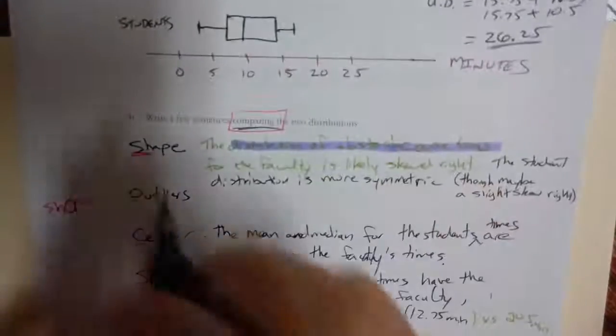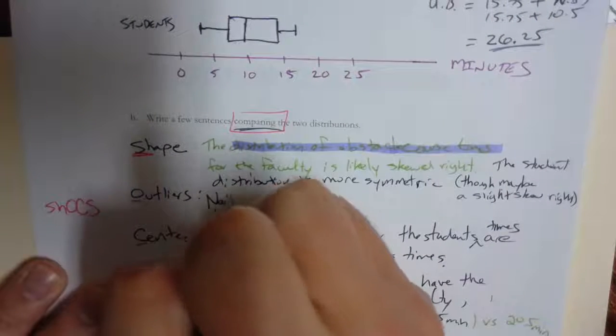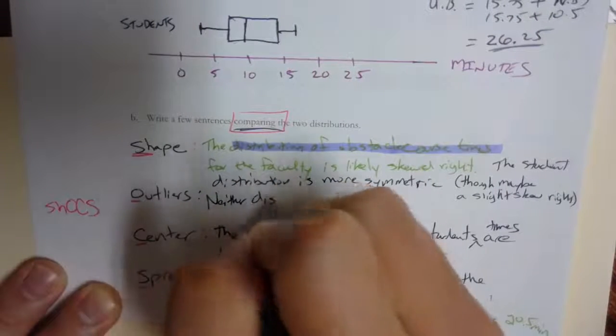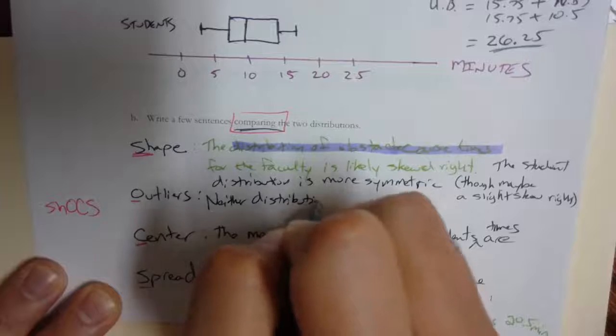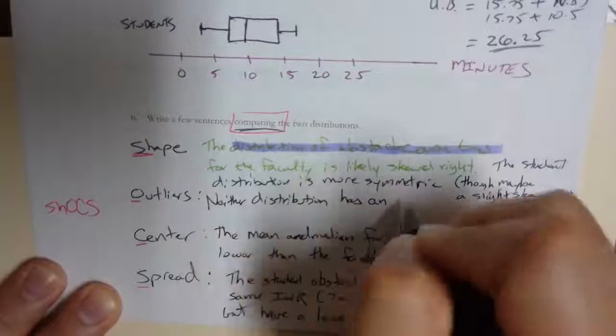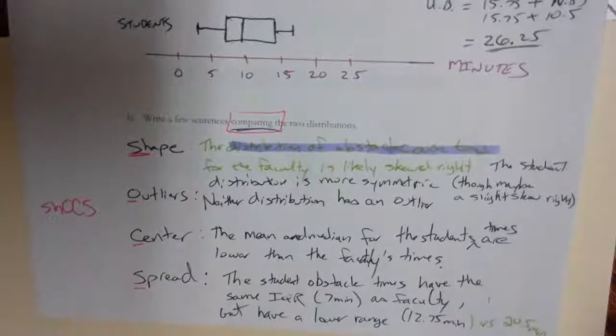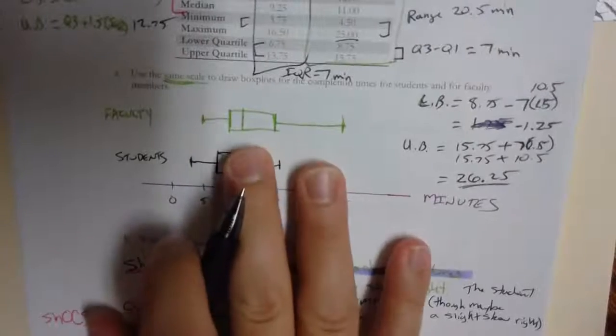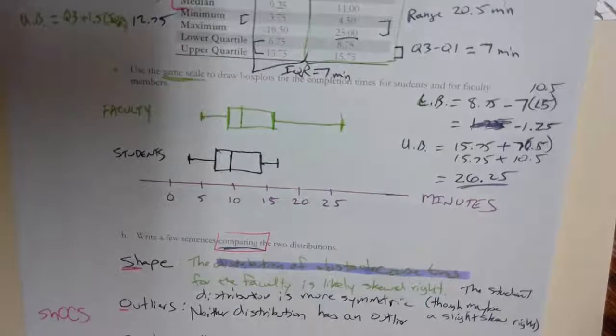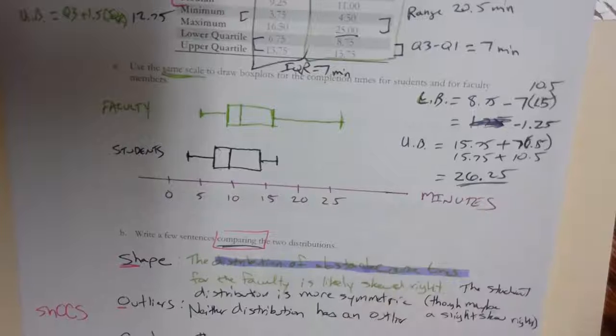So neither distribution has an outlier. And that's all we got to do for that. And like I mentioned, you don't have to calculate it. If you could have seen this right from the displays, then you could have just said that right away. But I thought it'd be smart just to look at an outlier calculation anyway.